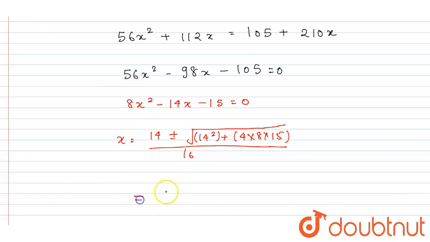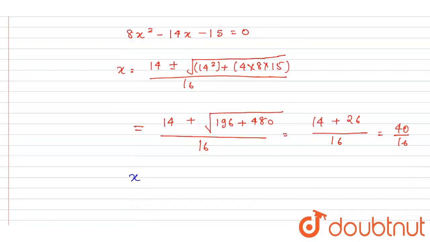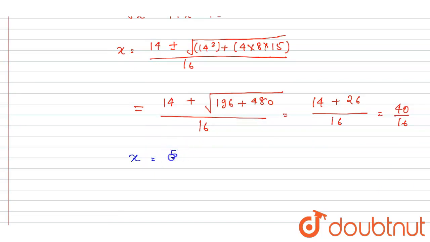So I will write it is equal to 14, and the negative value we will ignore. Under root of 14 square, which is 196, and this is 60 into 8, which is 480. So finally under root of this will be 26, and in division I will write 16, so it will be 40 by 16. So finally we got x is equal to 40 by 16, which is 5 by 2.